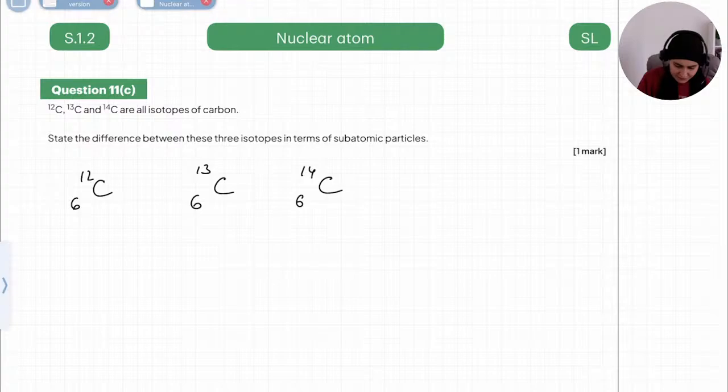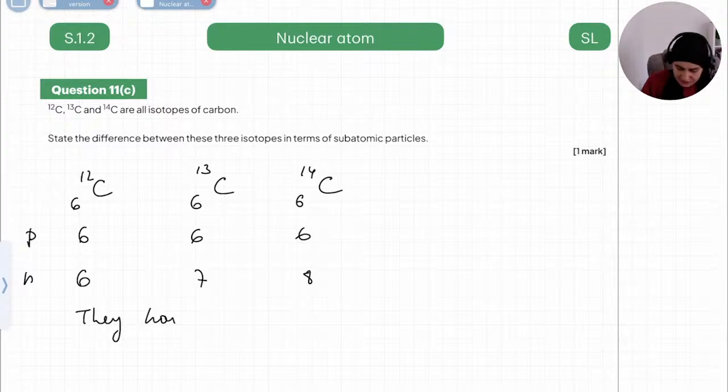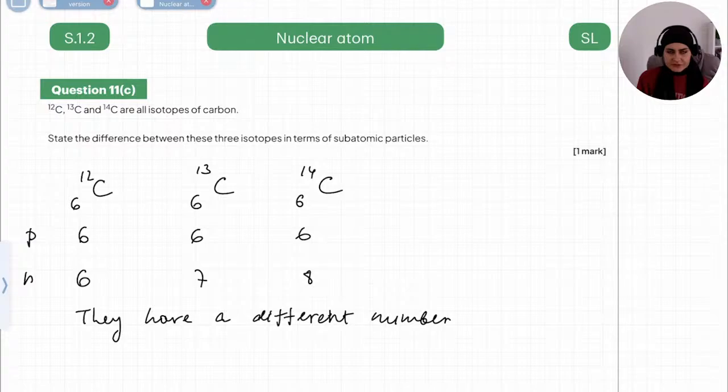The difference is in the number of neutrons, right? So we just calculate the neutrons. Protons is 6 for everything. In neutrons, it's 12 minus 6 is 6, 13 minus 6 is 7, 14 minus 6 is 8. So the answer would be they have a different number of neutrons. The difference is in the number of neutrons. I'm not sure what I said before.